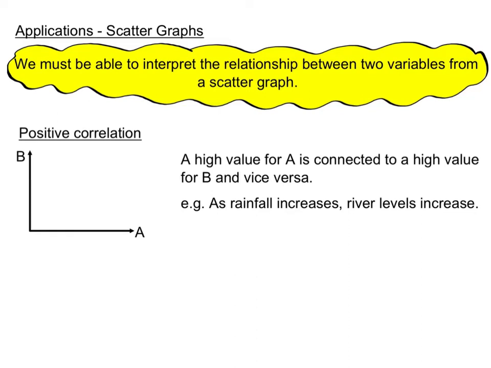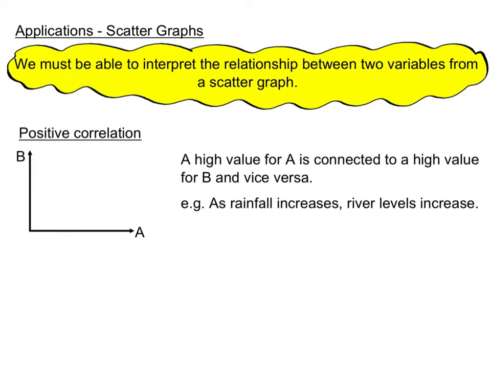Now, we're going to show you three different types of correlation. Correlation basically means a relationship between a couple of things. If there's a correlation between two things, we say there's a relationship between those two things. First of all, we'll show you what positive correlation would look like. The definition of positive correlation is that a high value for one data set is connected to a high value for the other data set, and vice versa. A low value for one data set would be connected to a low value for the other data set.